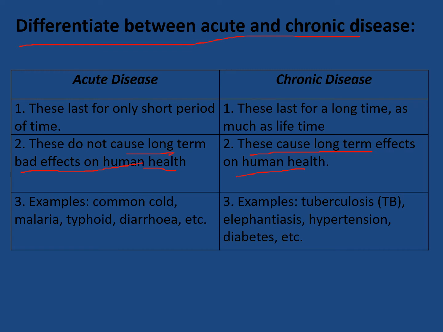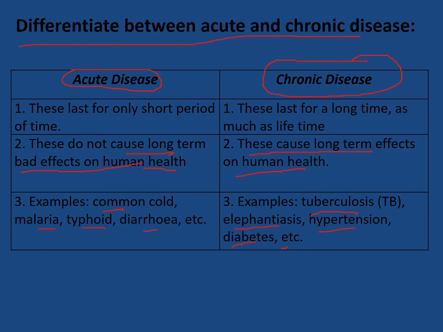Next examples are common cold, malaria, typhoid, diarrhea. These are examples of the acute disease. And the examples of the chronic disease are tuberculosis, elephantiasis, hypertension, diabetes, etc. Don't forget, please copy down this one. This differentiation is one of the important points.